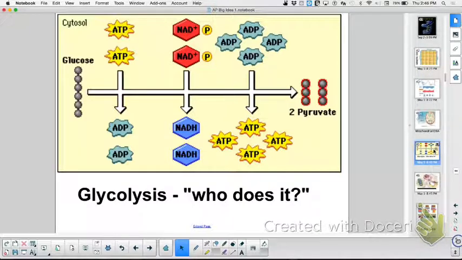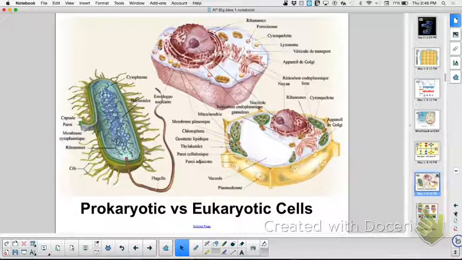But it just doesn't generate that much ATP, so it's better, right, if you use oxygen as the final electron acceptor and you just continue to pass the electrons along, and you can get more energy out of that glucose molecule.